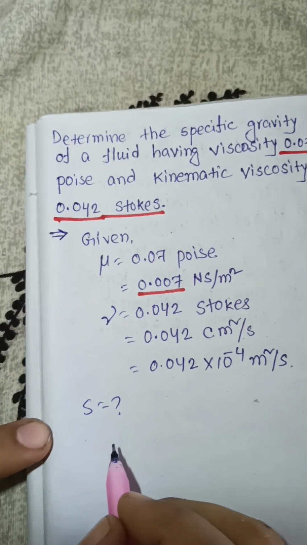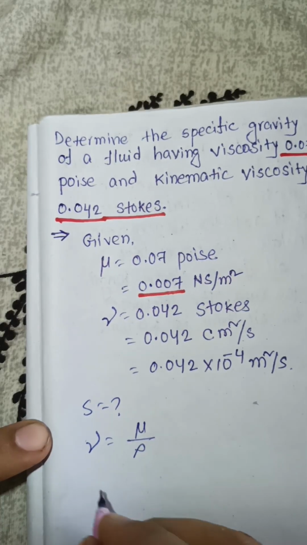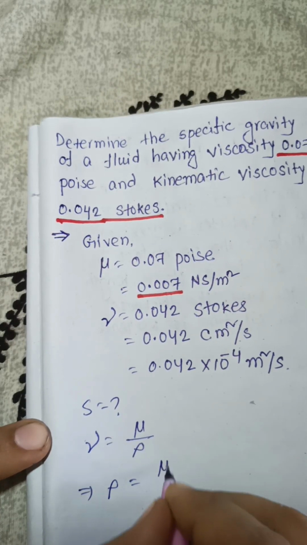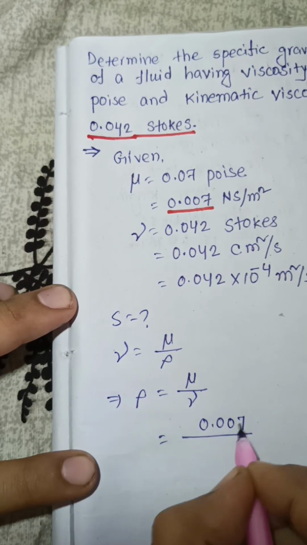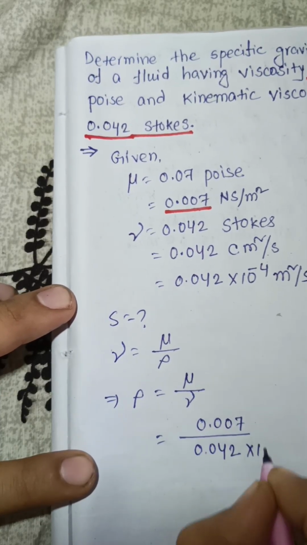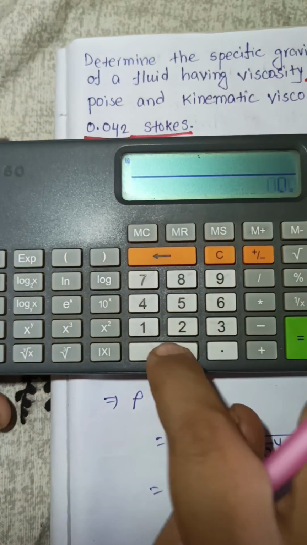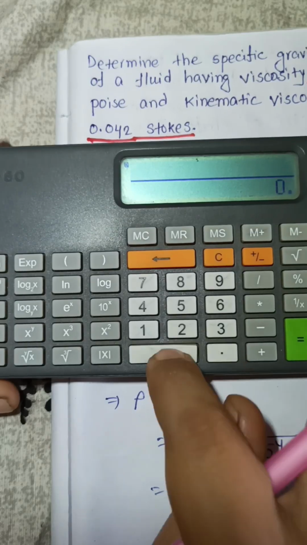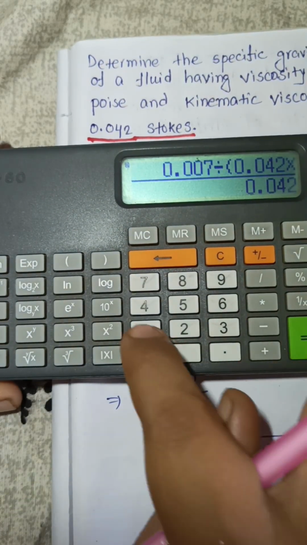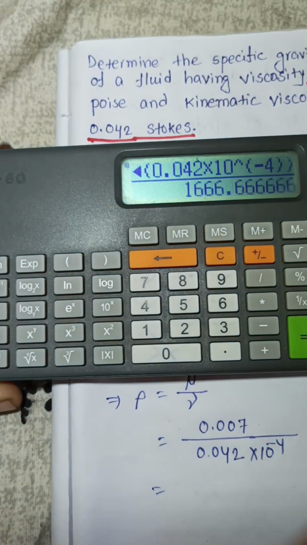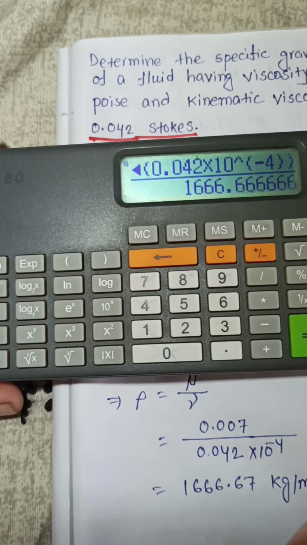So we know that nu is equal to mu by rho. So from here rho is equal to mu by nu. So put the value here. What is the value of mu? That is 0.007 and nu is 0.042 × 10^-4. So 0.007 divided by 0.042 × 10^-4. So this will be 166.67 kg per meter cube.